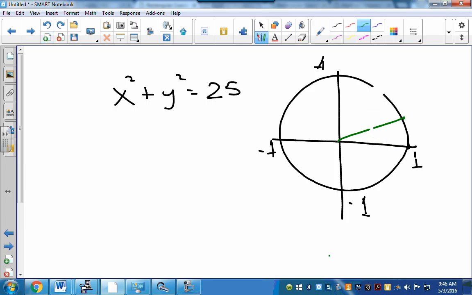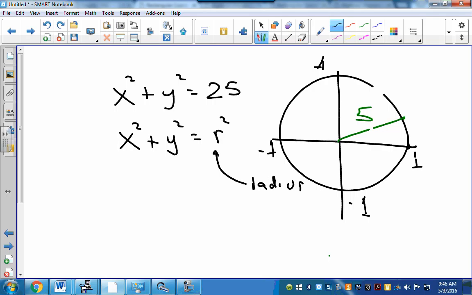Everybody okay with the radius 5? Yeah, 25? Okay, so in general, the textbook calls it standard form or a graphing form: x squared plus y squared is r squared. This is the radius, and this is a circle centered at the origin. Okay, so no great shakes there.